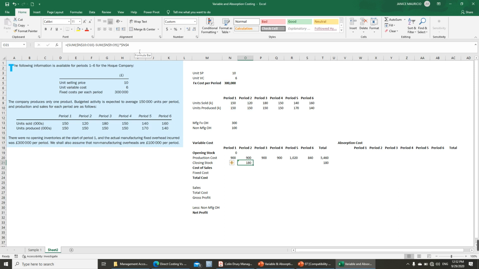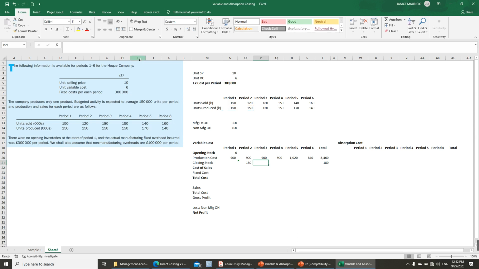Parentheses because, why? Because of the MDAS formula: multiplication, division, addition, subtraction. Since this one is near this sum, if we follow that mathematical principle, it will multiply first to this and then get the difference between these and the product of this. But what we want is to get first the difference between the units produced and units sold, and then multiply it by the variable cost. Okay? So that's what we're going to do.